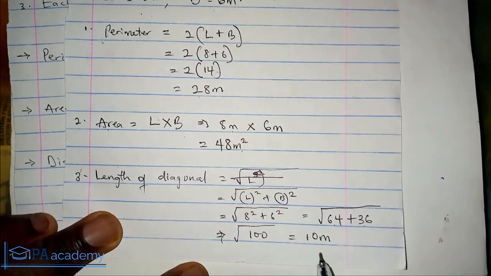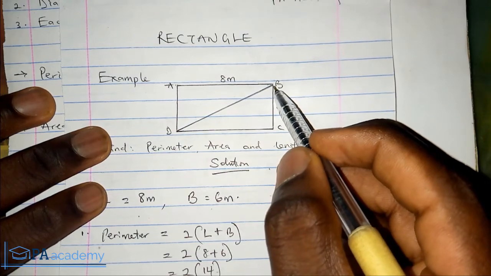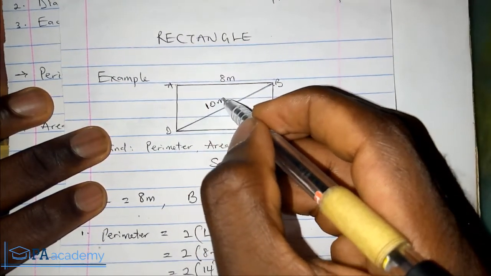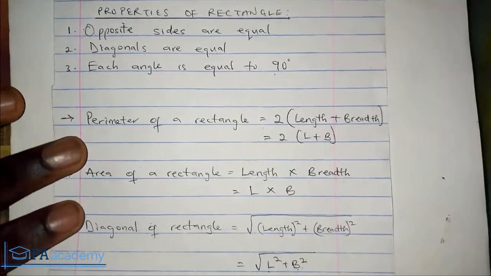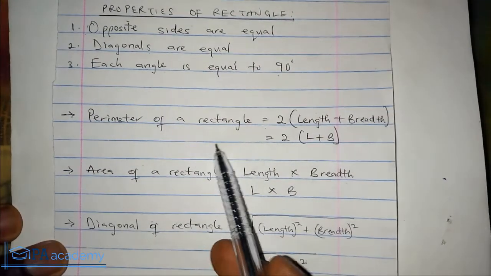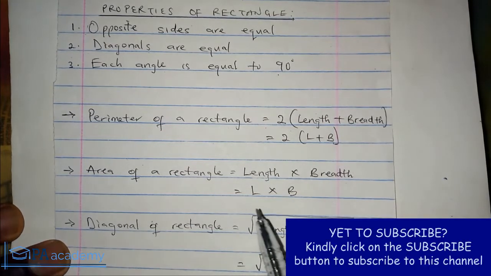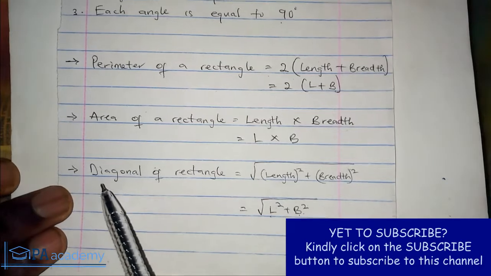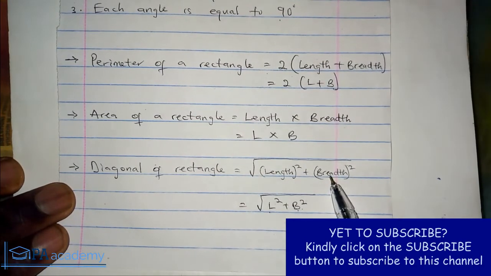So the length of the diagonal is what? The length from here to here, which we are not given and are asked to look for, is 10 meter. So that is it on rectangle. Don't forget the formula for perimeter is 2 into brackets length plus breadth. The area of a rectangle is length times breadth. And the formula to get the diagonal of a rectangle is the square root of the length square plus breadth square.